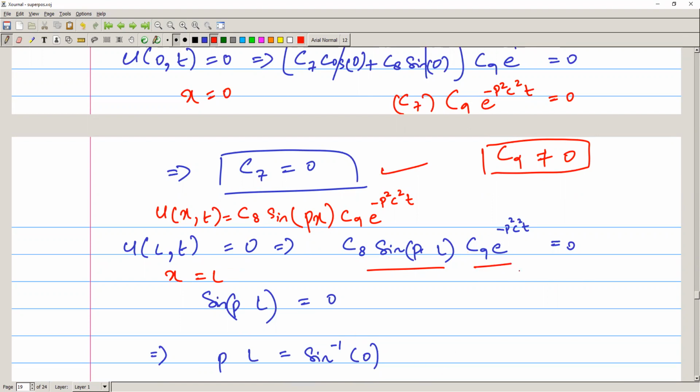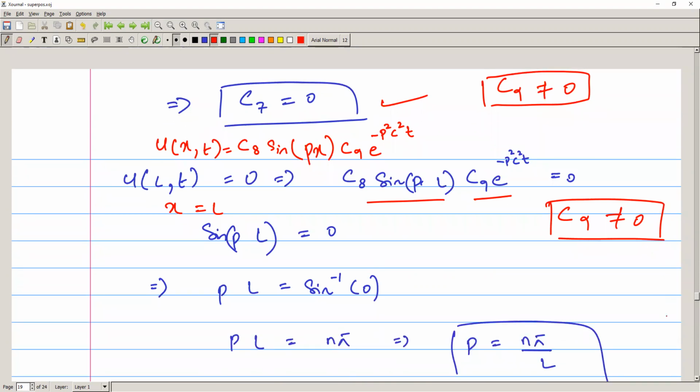Again, c9 cannot be equal to 0. All right. Keep in mind c9 is not equal to 0. This constant will never be equal to 0. We will not treat it as 0, right? For the boundary conditions, because the boundary conditions are actually the boundary conditions of x. So we are solving for the constants of x, right? Therefore, sine pL is equal to 0.